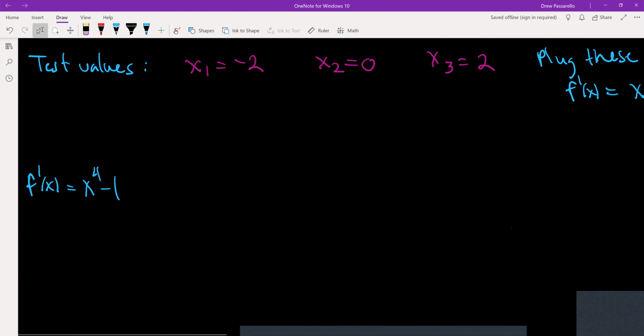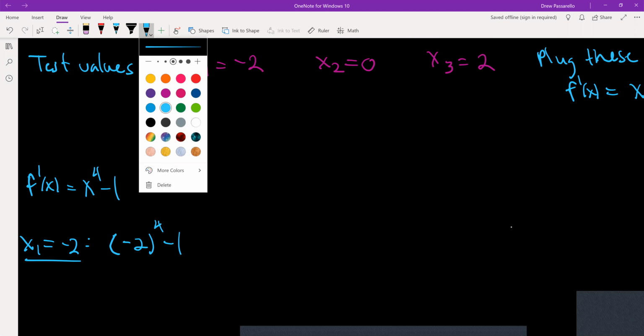All right, so for the first one, where it's -2, that's -2 to the fourth minus 1. Now, because this is an even exponent, -2 to the fourth power is going to result in a positive number, and it'll be bigger than 1. So you subtract 1 from a bigger positive number, and this is going to still be positive. So this is positive.